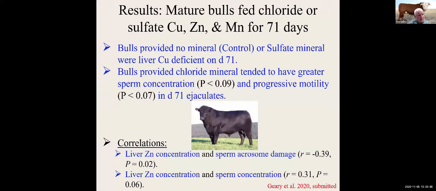The results of this study, not very exciting, honestly. The bulls provided no mineral or the sulfate mineral were liver deficient in copper on day 71. The bulls provided the chloride mineral were not mineral deficient. Bulls provided the chloride mineral tended to have greater sperm concentration and progressive motility in the day 71 ejaculates, but that was about it. Not much in our flow cytometry measures differed between treatments.